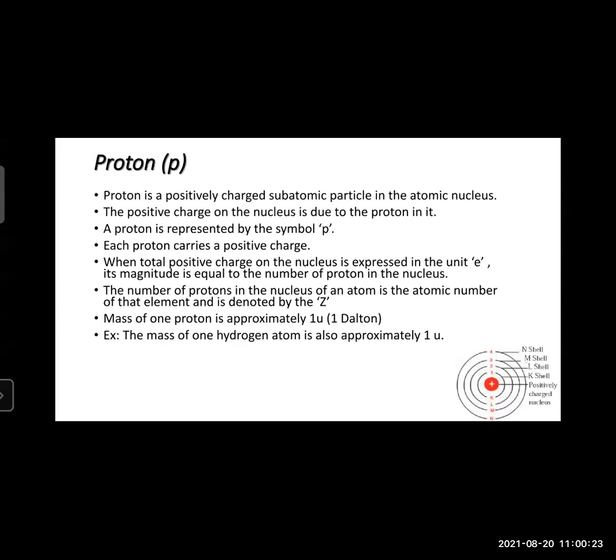Each proton carries a positive charge. When the total positive charge on the nucleus is expressed in the unit e, its magnitude is equal to the number of protons in the nucleus. The number of protons in the nucleus of an atom is the atomic number of that element, and it is denoted by the letter Z. The mass of 1 proton is approximately 1 Dalton, that is 1 u. The mass of 1 hydrogen atom is also approximately 1 u, that is 1 Dalton.